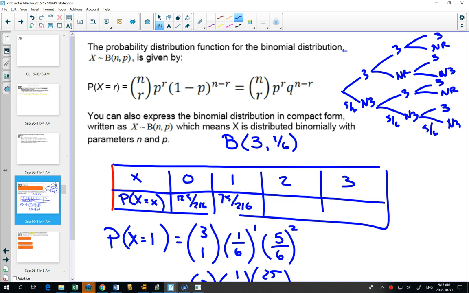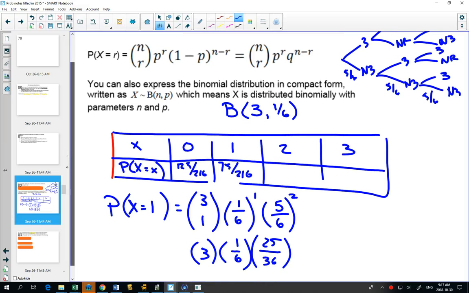How many different ways does that happen? You could get your 3 once here and then not 3, not 3. You could get your 3 once here, not 3, 3, not 3. Or you could get your 3 here, not 3, not 3, 3. The 3 choose 1 at the beginning is choosing where your 3 is, and it's telling you that there are 3 separate cases where that could happen.